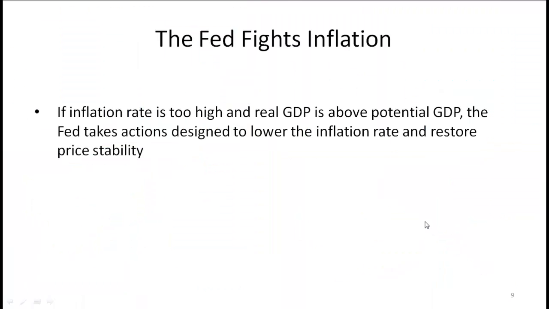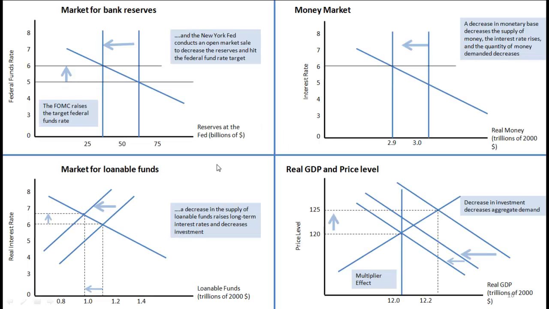How does the Fed fight inflation? If inflation is too high and the real GDP is above potential GDP, the Fed takes actions designed to lower the inflation rate and restore price stability. I want you to pause this video here and go through these slides. The logic is like what we just saw, but in reverse. So make sure you can go through this and interpret what's going on.